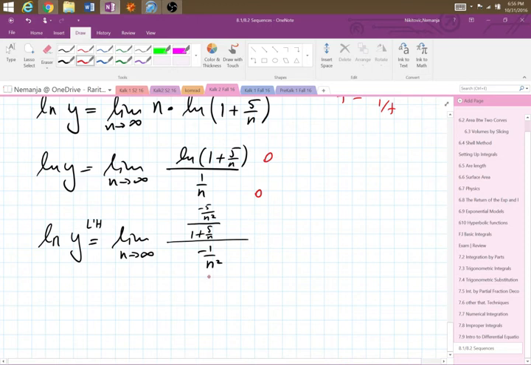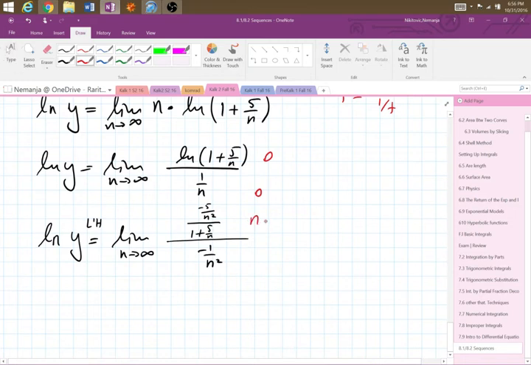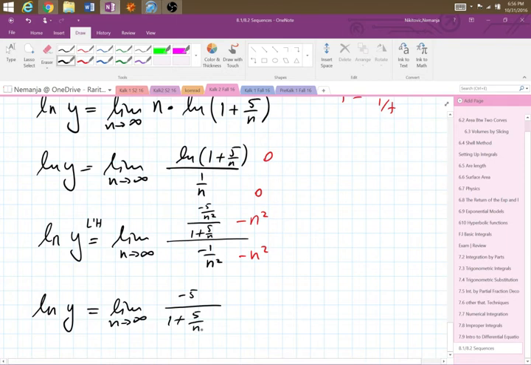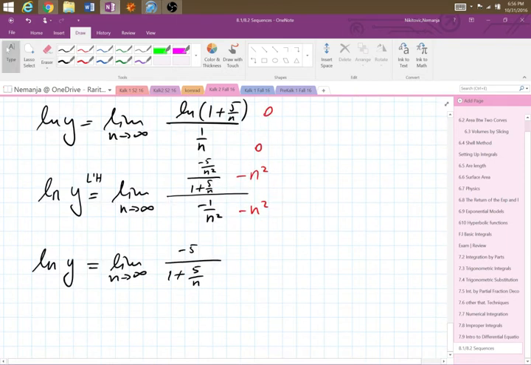I could do over 1. Maybe too confusing. So let's multiply by negative n squared and negative n squared. Whatever you need to use to solve this algebra, that's up to you. So what do I have? The denominator completely cancels. I'm only left with the numerator, which is negative 5 divided by 1 plus 5 over n. And as you send n to infinity, this term goes to 0.